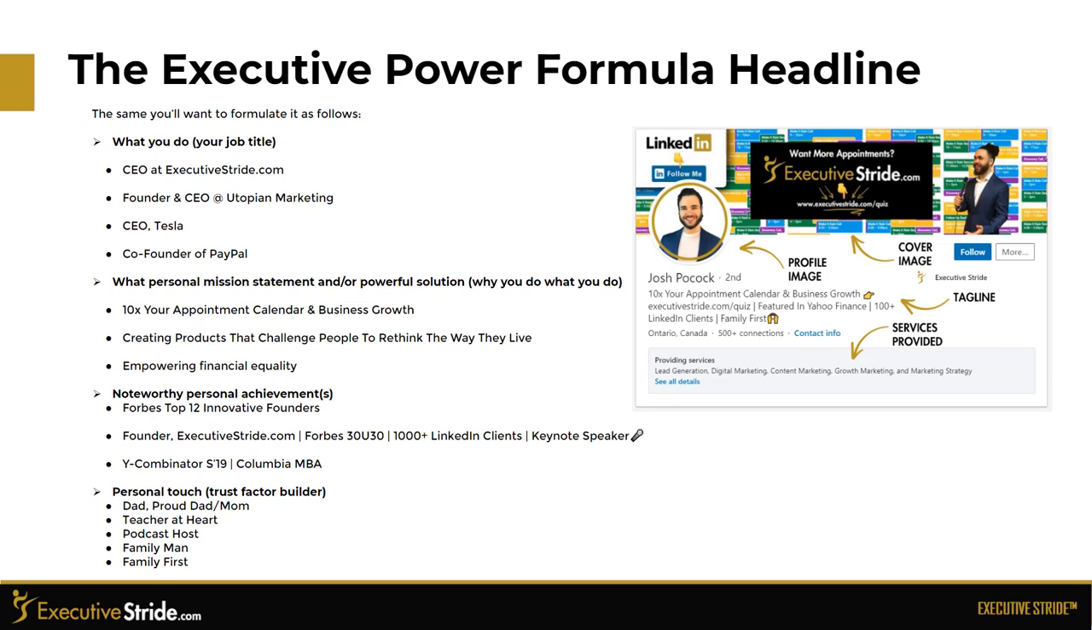So the way you formulate this is as follows. So what you do, so your job title, so CEO at Executive Stride, founder and CEO at Utopian Marketing, CEO at Tesla, co-founder at PayPal, what your personal mission statement and or power solution, so why you do what you do, so 10x your appointments for calendar and business growth, creating products that challenge people to rethink the way they live, empowering financial equality.